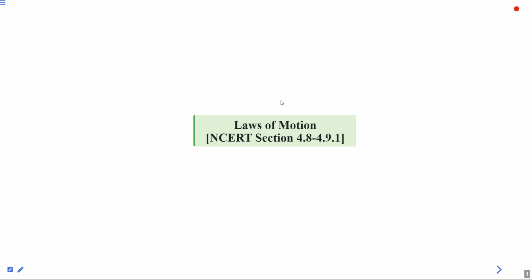Hello students, in today's lecture we are going to learn about laws of motion, NCERT section 4.8 to 4.9.1.